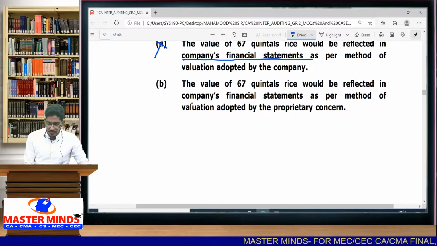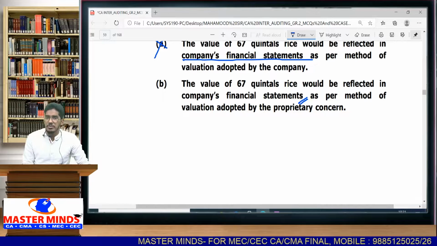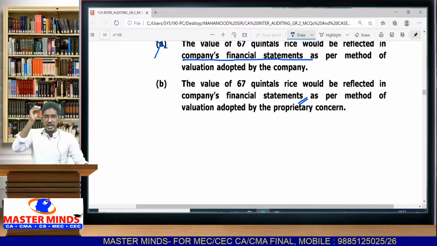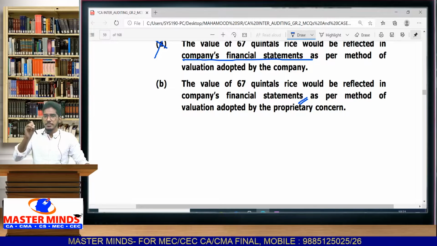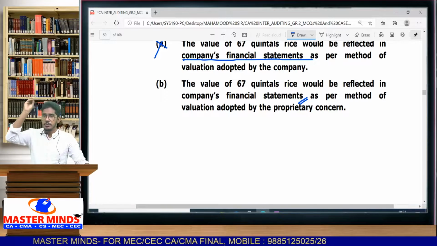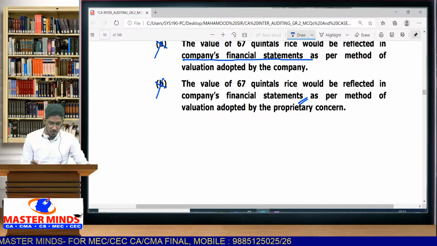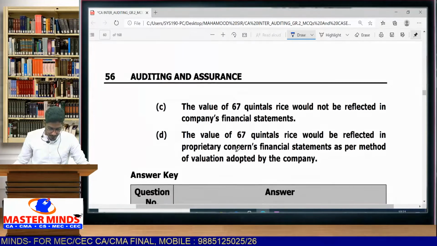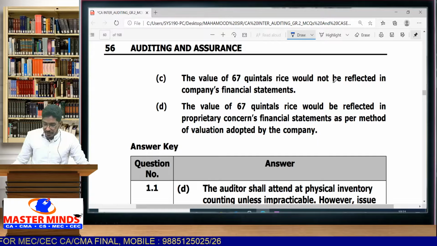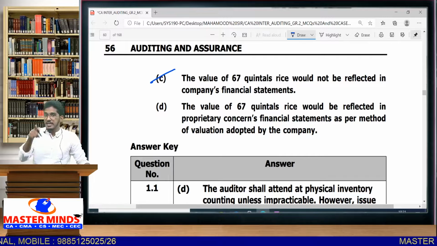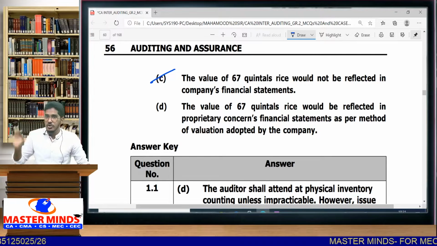Here also it is wrong. Whenever you read that the value of 67 quintals of rice would be reflected in the company's financial statements, it is completely wrong. It will not form part of your company's financial statements. It will form part of the proprietary concern. This option is also wrong. Option C, the value of 67 quintals rice would not be reflected in the company's financial statements. This is correct. 100% this option is correct.